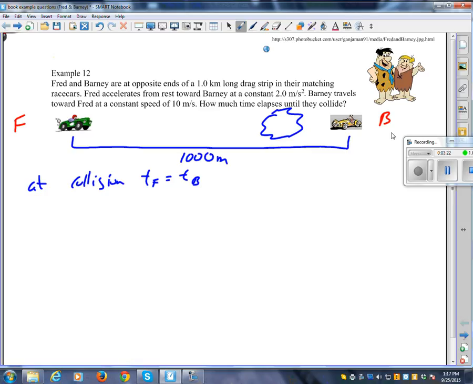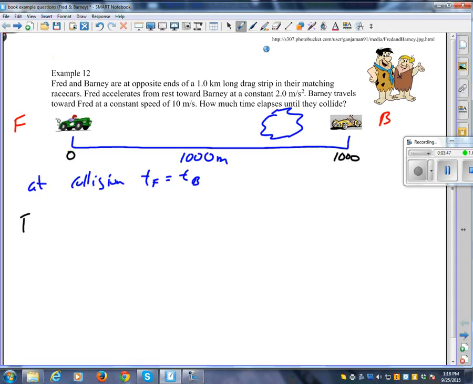But Barney is not at the start, right? Fred is here. Should we mark one like it's 0? Position 0, and the other one would be at position 1,000. Barney starts off at position 1,000. When their positions are the same, they collide, and at that point, their times are the same, and we can figure that out, right? Okay, so that's sort of the setup for the whole thing.